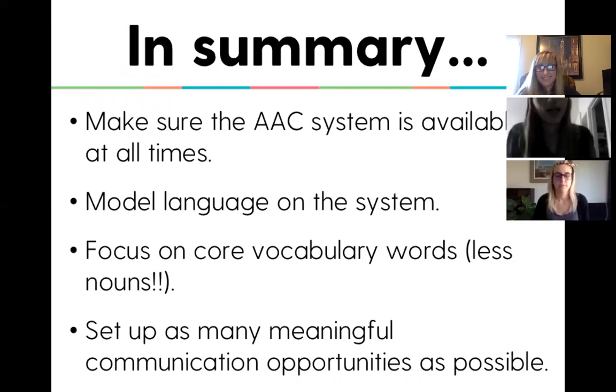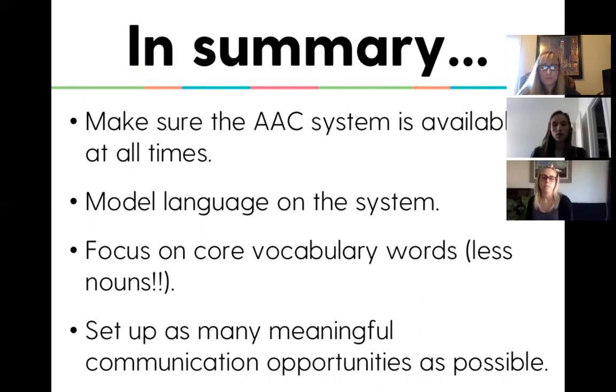Okay. So in summary, we want to make sure that the AAC system is available at all times. That means if it's an iPad, it needs to be charged, it needs to be in the room with the student. If it's a paper communication board, have it available, ready to use at all times. You definitely want to model language on the system, like we talked about, pointing or touching the buttons on the device as you speak it verbally as well. And you want to focus on the core vocabulary, the words that will be generalizable to all kinds of different situations, and not the super specific nouns.